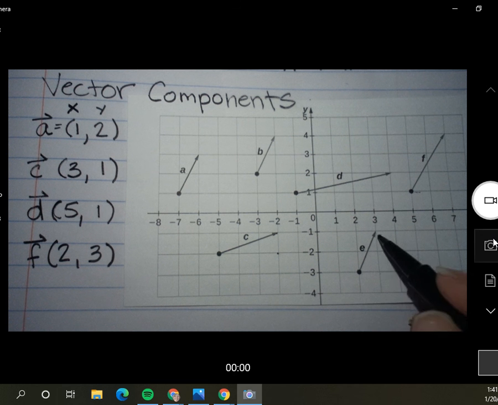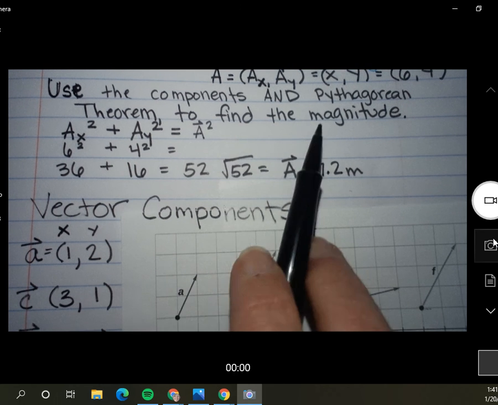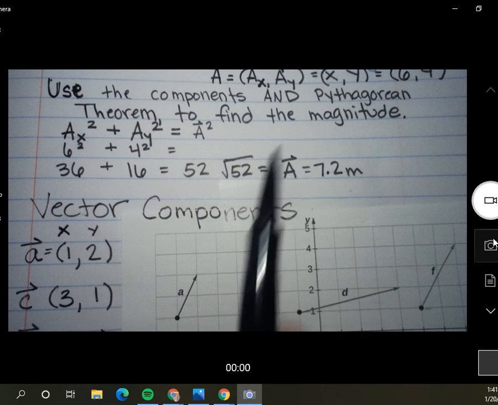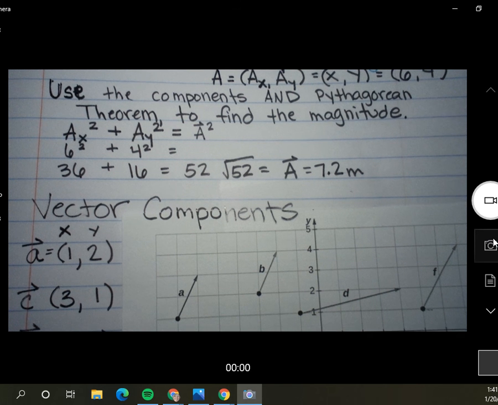Okay, so when we're talking about vectors, those components are the parts that make up that vector. When we calculate them, when we would add them, use that Pythagorean theorem, then we can find the magnitude. So the length of that vector, we have to use these component parts for.